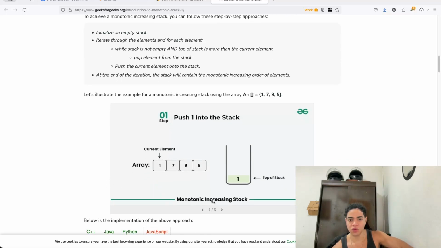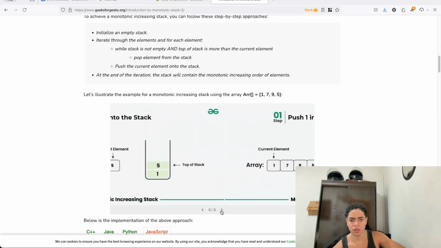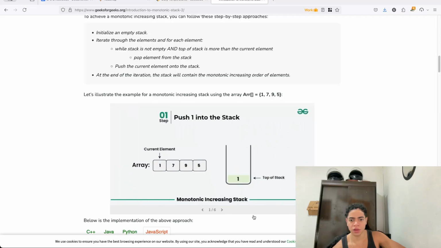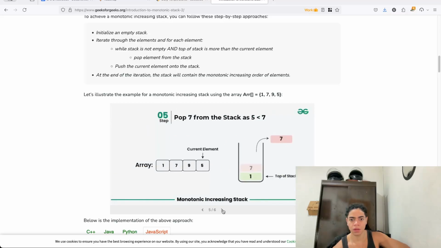Because you have to iterate through this. Exactly: current element, top of the stack, current element, top of the stack. And then you add that.